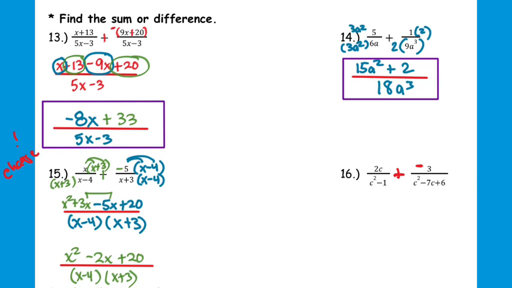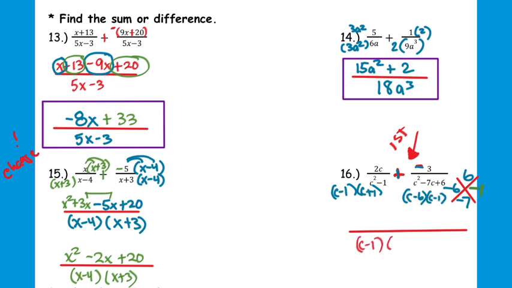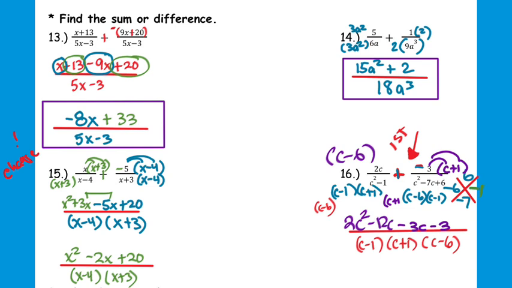16, again, I need to change it. It's a subtraction problem. So I distribute the 3 and I X box out to see what my factors are on each side. The first fraction has a difference of 2 squares, c plus 1, c minus 1. And the second factors are c minus 6 and c minus 1. So altogether, the common denominator will be c minus 1, c plus 1, and c minus 6. Meaning that the first fraction is missing the c minus 6, so I distribute that. And the second is missing c plus 1.